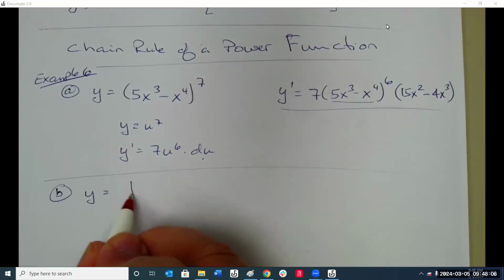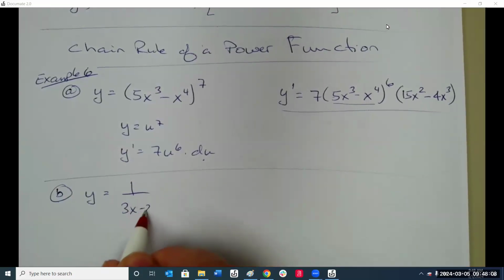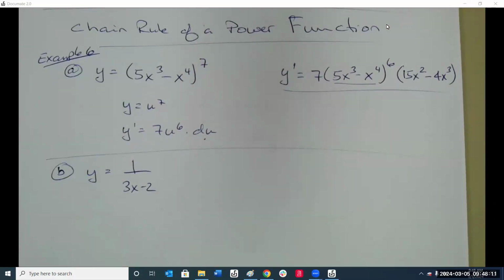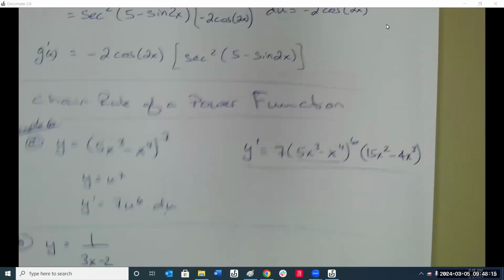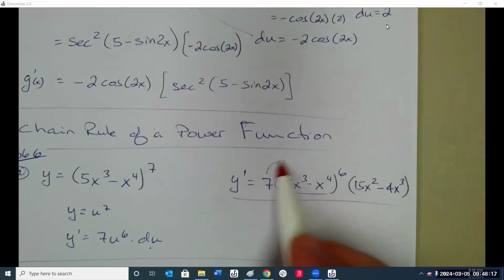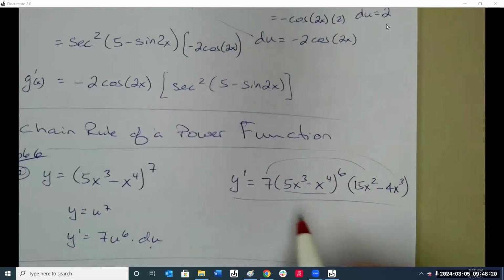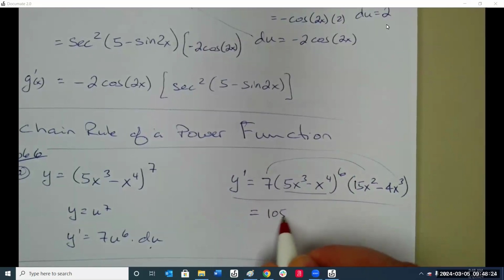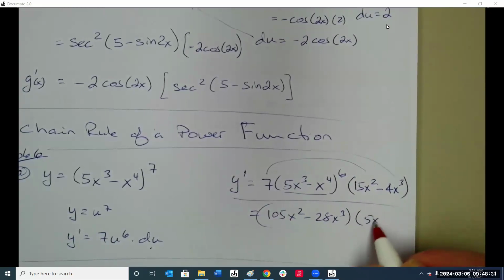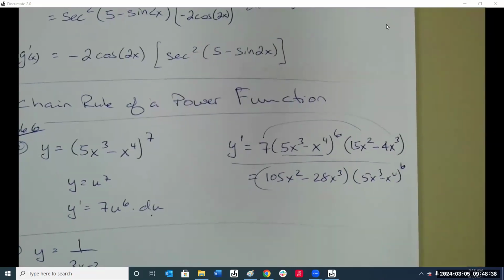y equals 1 over 3x minus 2. Yes. You're right. I could multiply these out together. Yeah, I could. 7 times 15 is 105x squared minus 28x cubed. Right. I could do that. I believe so.